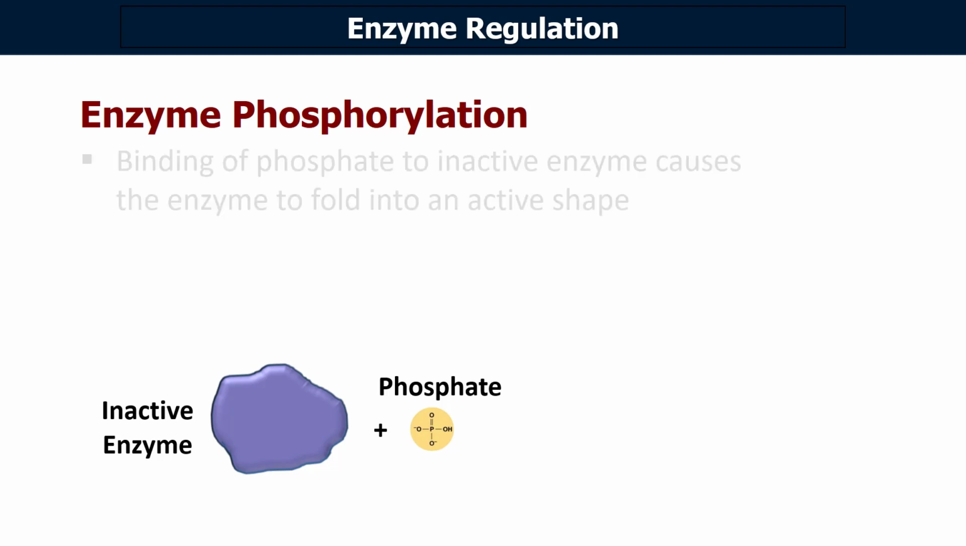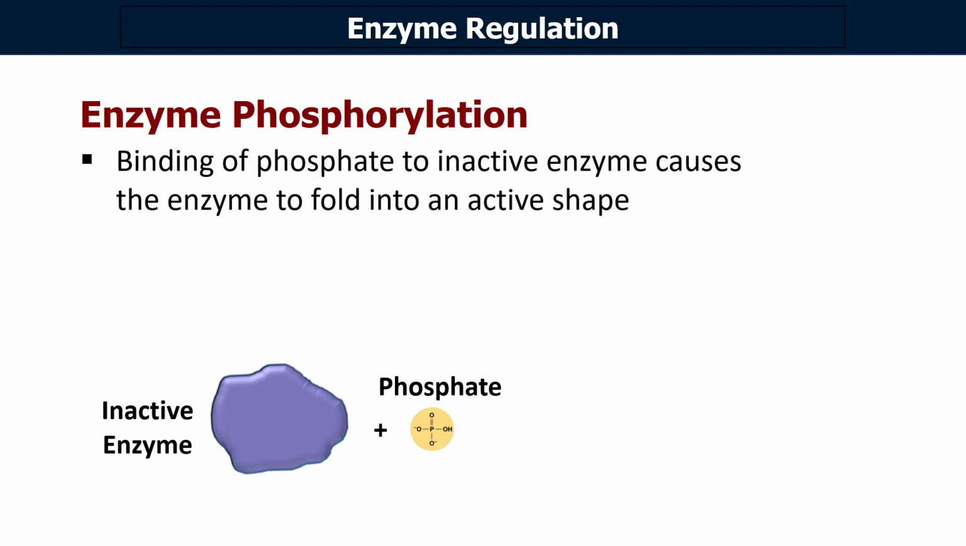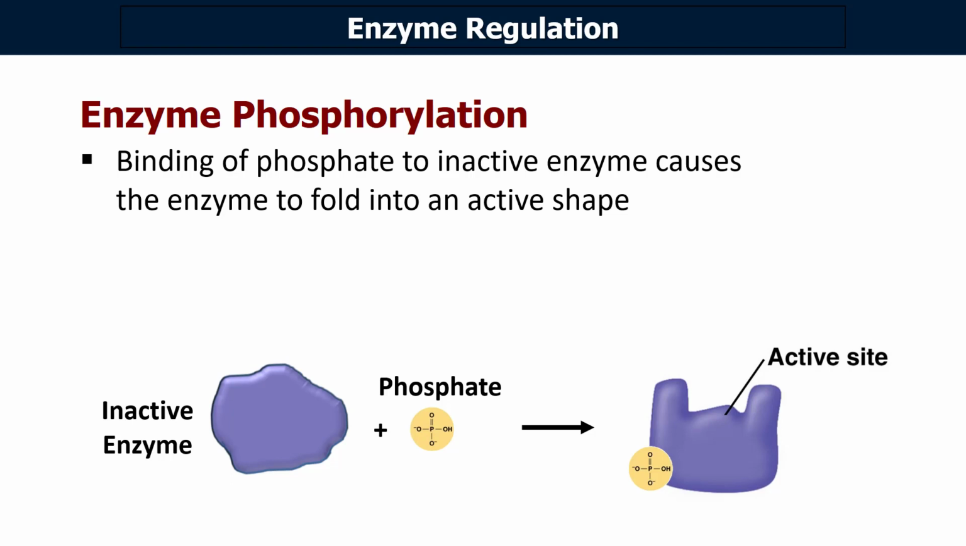The negative charges are going to exert an effect on the amino acids in that folded up chain, causing it to fold differently. So we could say the binding of phosphate to inactive enzyme causes the enzyme to fold into an active shape. So again, we pop the phosphate group on there, and the next thing you know, the protein is folding completely differently, and now we have an active site. So now the enzyme is active. We've turned the enzyme on. Substrate can come in and bind. We can start cranking out product.